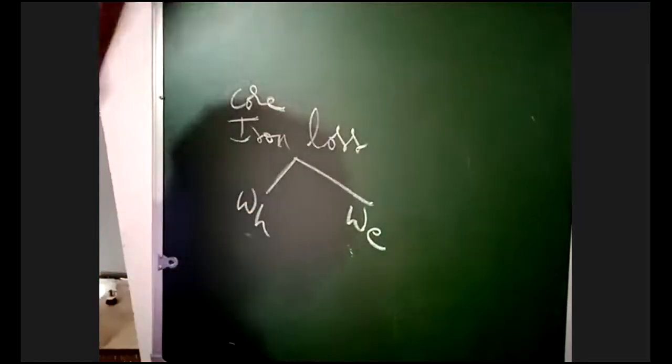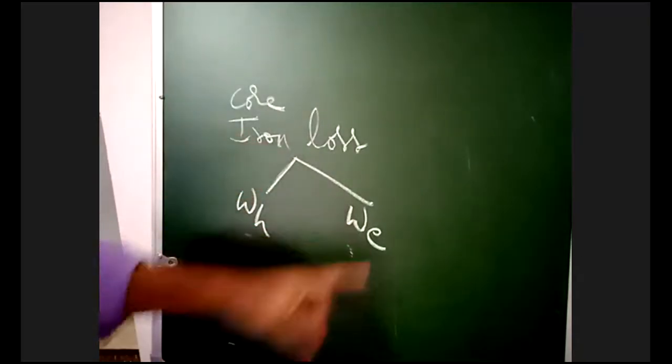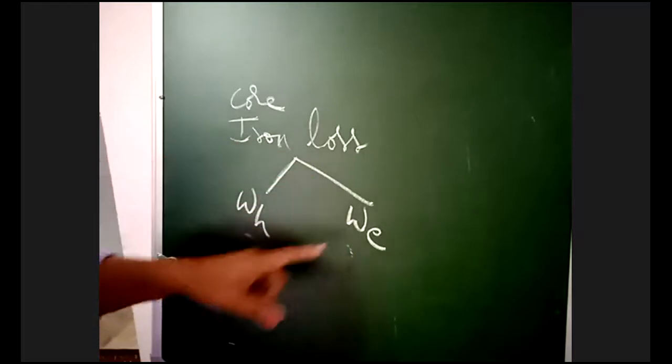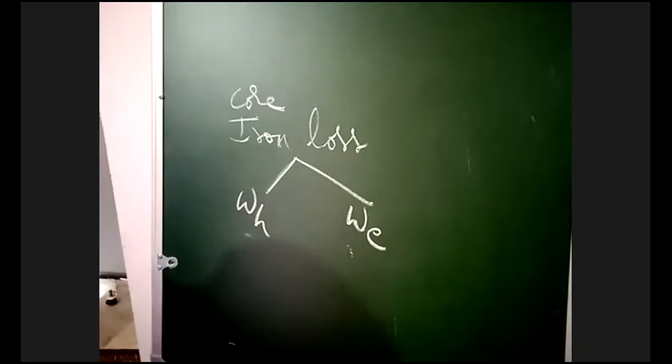Right hand side, write this first of all. Core losses, or iron loss, are of two types: hysteresis and eddy current loss. First, I will explain eddy current loss. Right hand side heading, eddy current loss, WE.